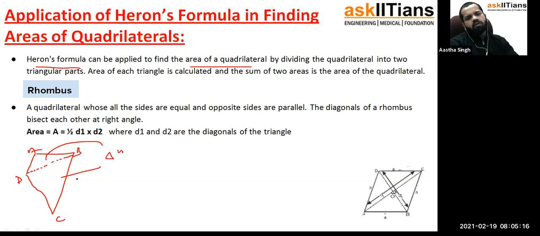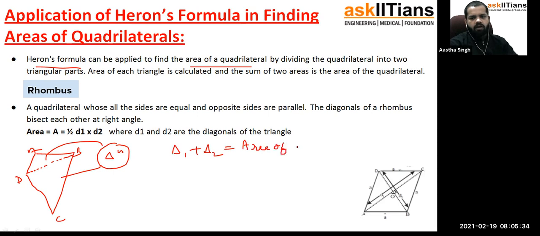So if you know all the sides and also the diagonal, then you can easily find out the area of both triangles. And if you add triangle one plus triangle two, you will easily get the area of your quadrilateral, right? I think the point is very clear to you.